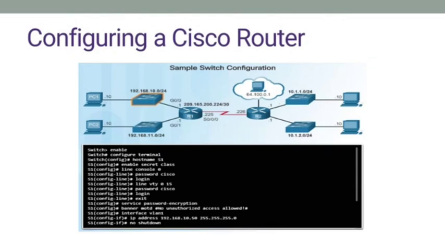Configuring a Cisco router. This is the sample switch configuration of a Cisco router. So you can see the PC needs to connect to the switch and then to the router, and router to router. So they have this kind of router configuration. This is how you connect the configuration in the router.